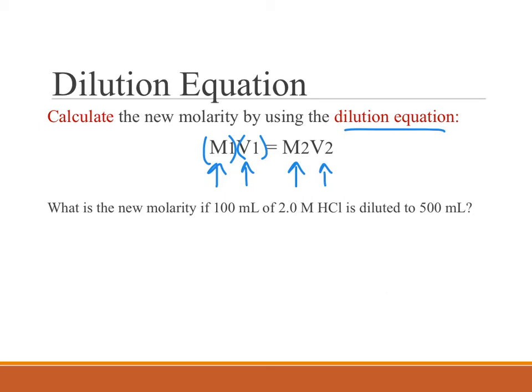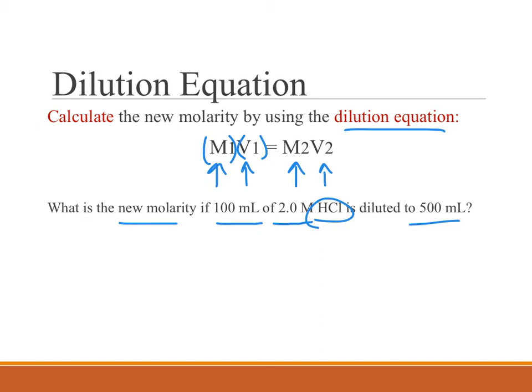So here's an example problem. It's asking us for the new molarity of a solution. If you take 100 milliliters of a 2.0 molar hydrochloric acid solution and you dilute it down to a volume of 500 milliliters. So you're adding more solvent in there, but you're going to be spreading out how many hydrochloric acid molecules are available in any amount of that, and so we have a dilution being made.